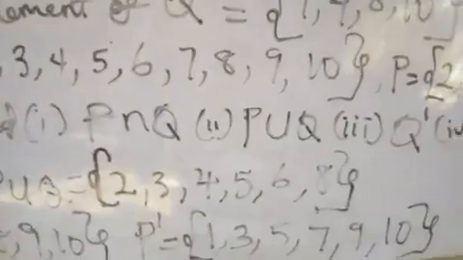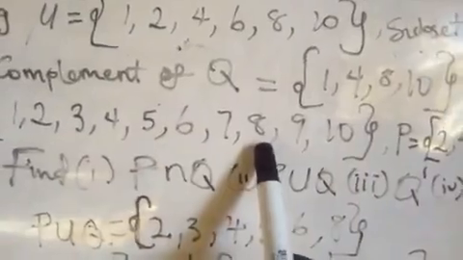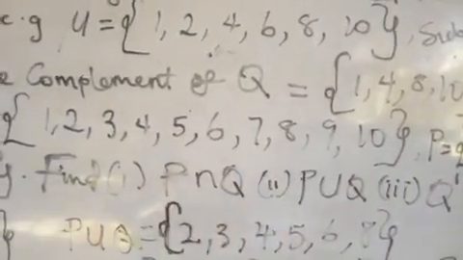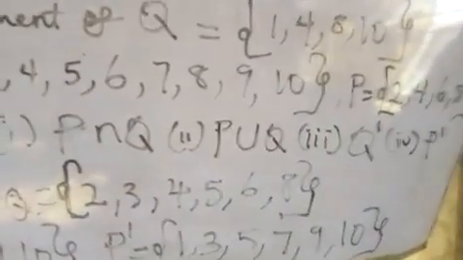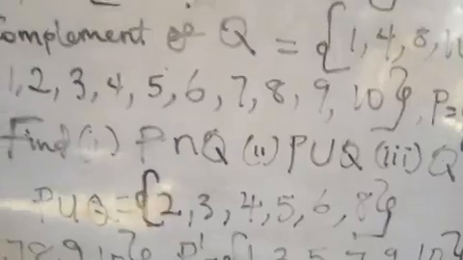And also the complement of P. What elements are in P? 2, 4, 6, 8. So when we remove 2, 4, 6, 8 from the universal set given to us, we are left with 1, 3, 5, 7, 9 and 10. So those elements are called the complement of set P. With this, we've come to the end of today's class.